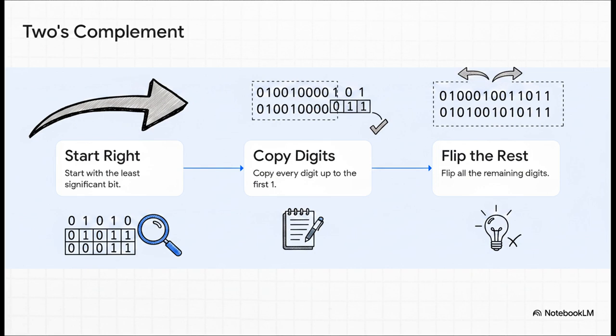Step 1, start at the far rightmost bit. Step 2, copy every single digit exactly as it is, up to and including the very first 1 you run into. Step 3, for all the remaining digits to the left, just flip them. Zeros become ones and ones become zeros. The whole shebang. That's it. You've instantly created the negative version of the number.